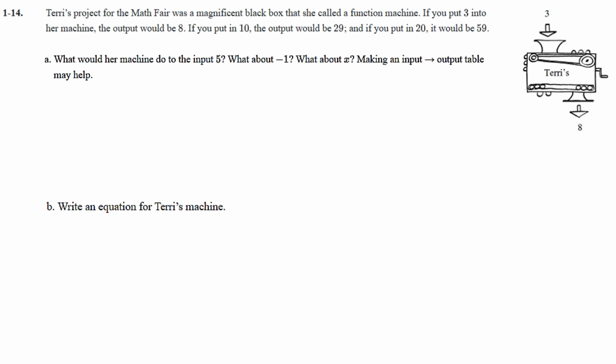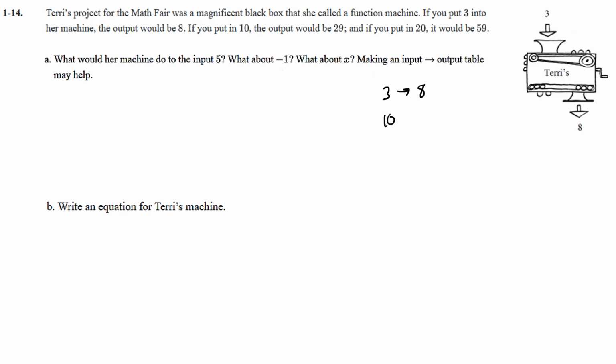Okay, problem 14. Terry's project for the math fair was a magnificent black box she called a function machine. If you put 3 into the machine, the output would be 8. If you put 10 in, the output would be 29. If you put 20 in, the output would be 59. So it wants to know, what would her machine do to a 5? How about a negative 1? How about an x?